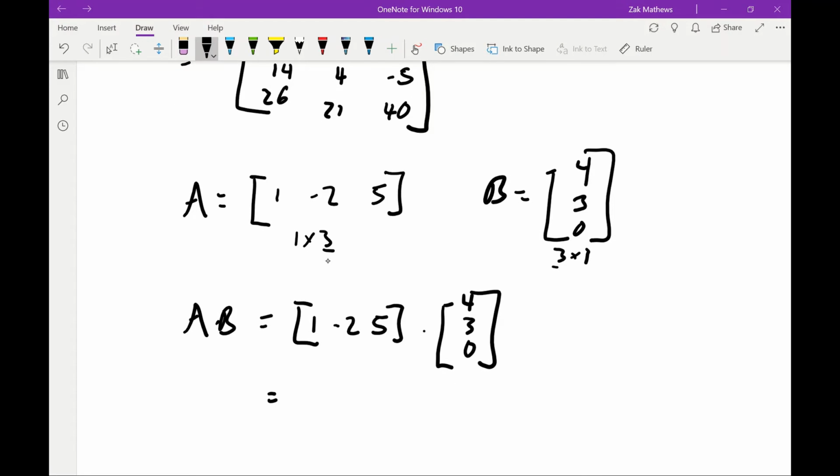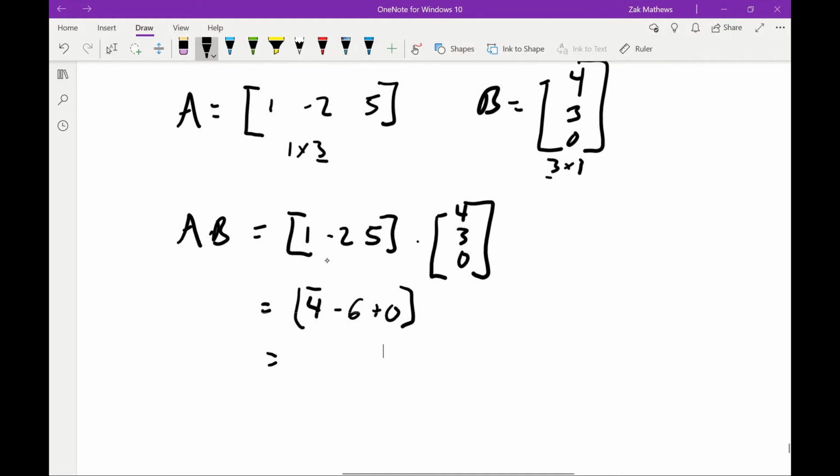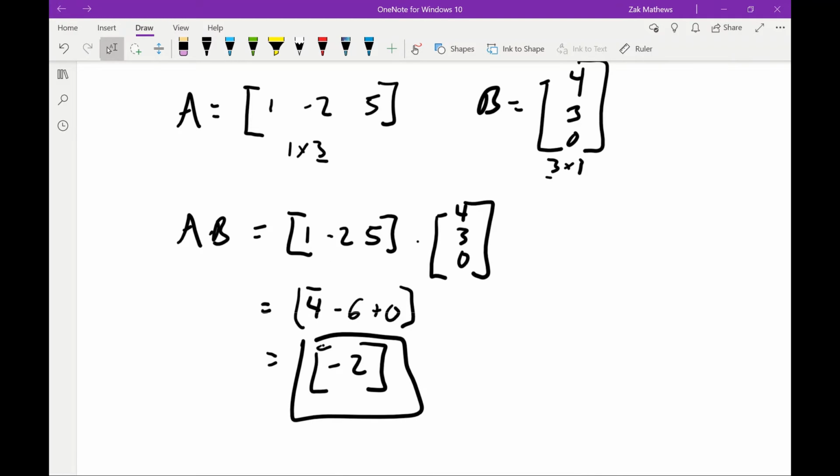We're going to have 1 times 4, which is 4. Notice I'm continuing to move across my row, continuing to move down the column. -2 times 3 is -6. And then 5 times 0 is 0. I've completed my first row. I've completed my first column. There's nowhere left for me to go. There are no other columns or rows to multiply by. I'm done. This is going to be a single-celled matrix by the time I'm finished. My answer is simply the matrix with the one element, -2.